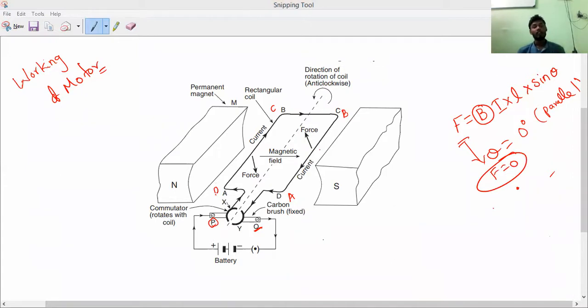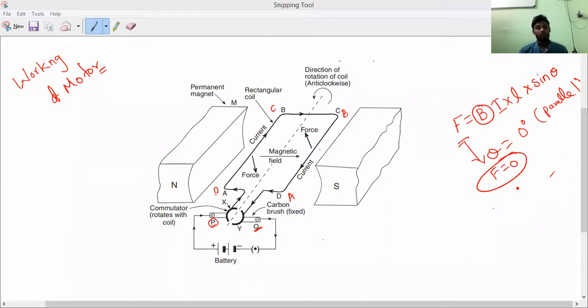Okay, so after every half rotation, what is happening? The coil goes beyond the vertical position. By the time the CD of the coil comes to the left side, the AB of the coil comes to the right side. So the two commutator half rings automatically change the direction of current because they contact from one carbon brush to the other carbon brush. First, the X commutator is touching the carbon brush P. Now after half rotation, the Y commutator will come and touch the carbon brush P, so the direction of current will be reversed. So it will always be continuously rotating. Is it okay, everybody?